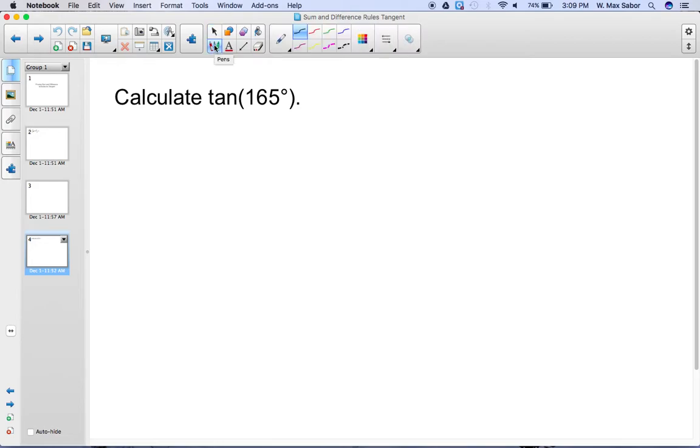Let's calculate the tangent of 165 degrees. So the way we apply this is by using a sum or difference rule. We're going to rewrite 165 degrees as the sum of two angles. You could do 90 degrees plus 75 degrees, but then 75 degrees I don't really know. I mean, we'd have to apply the formula again for 75 degrees, so that's not a great choice.